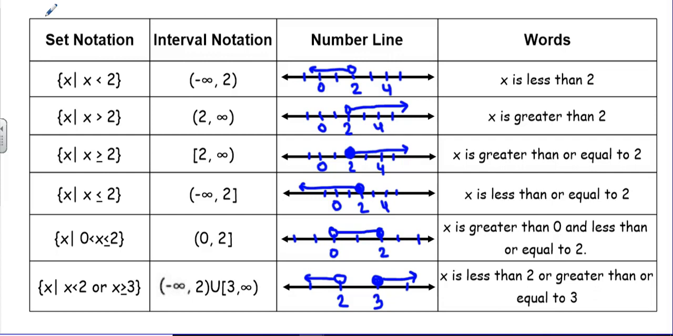So just to summarize, this is the same table as the previous video, but I added in the number lines. So we have our set notation, our interval notation, what the number line would look like, and then the words. So remember that if you just have less than or greater than, you have open circles. Greater than or equal to and less than or equal to have the closed circles.